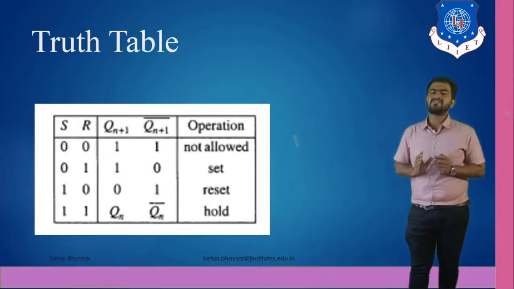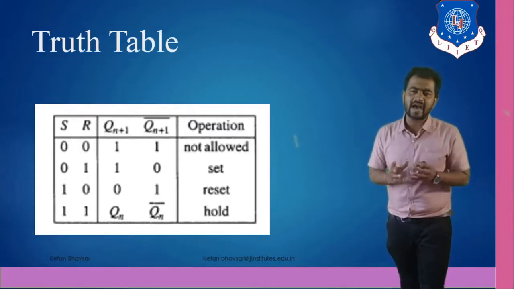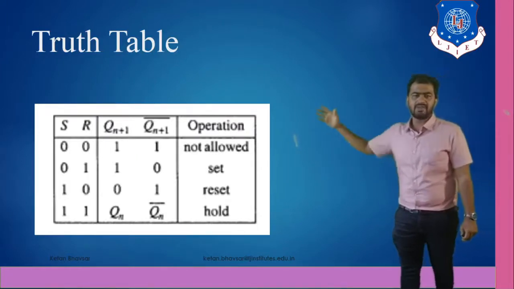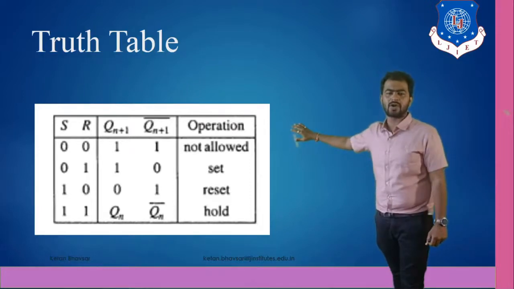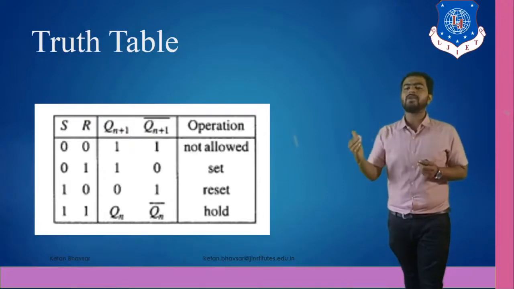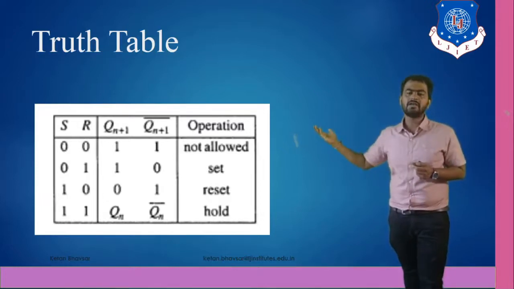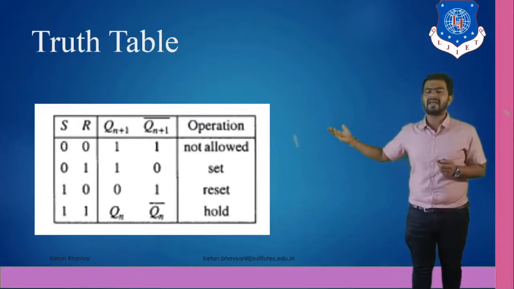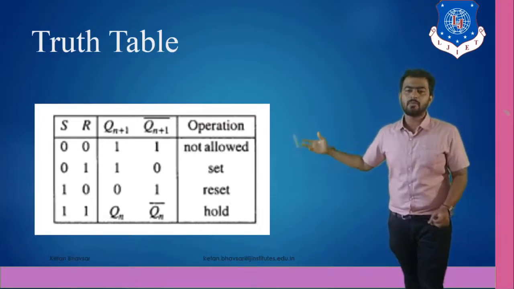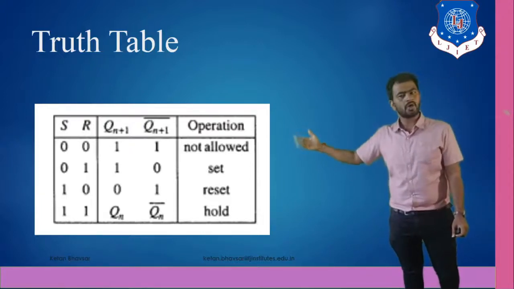Now, as per digital logic, we have two inputs, S and R. So when we are talking about two inputs, we have four possibilities: 0 0, 0 1, 1 0, and 1 1. If both inputs are 0, then it is a not allowed state. How can we say it is not allowed? Because Q and Q bar are always complementary. So Q bar n plus 1 is the complement of Qn plus 1, and both cannot be equal. So it is called a not allowed state.